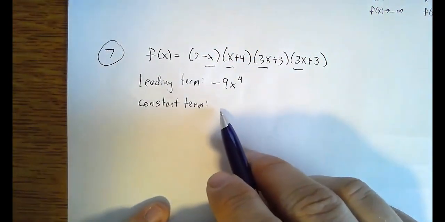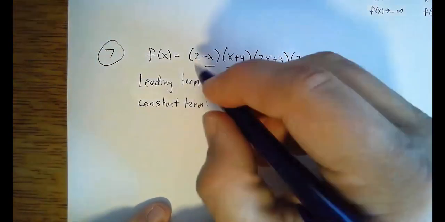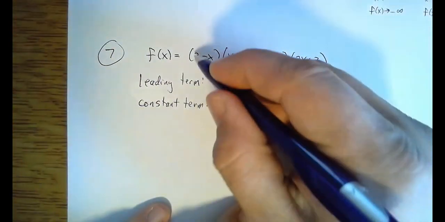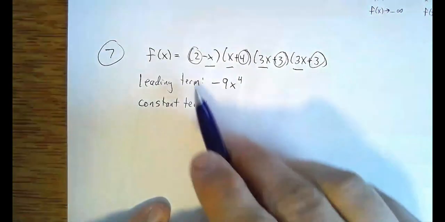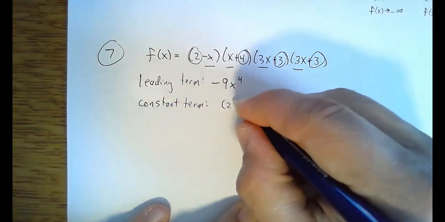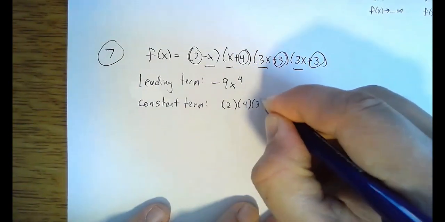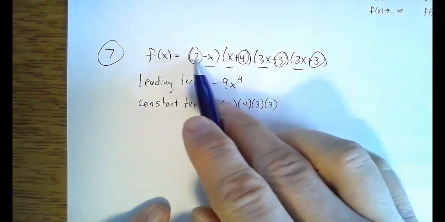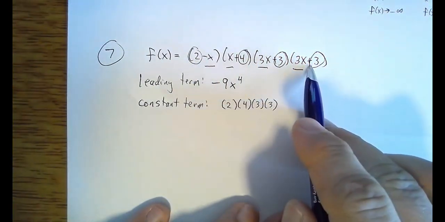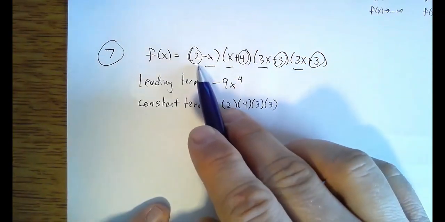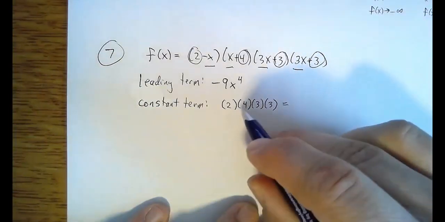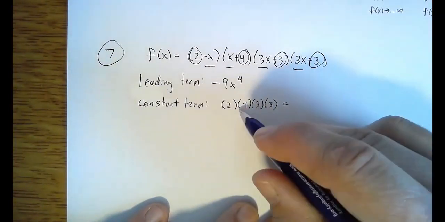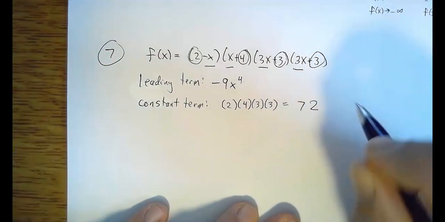Well, we can do the same trick with the constant term. The constant term of this polynomial will occur by multiplying all the constant terms of the four factors together. So the constant term is going to be 2 times 4 times 3 times 3. Now notice that all of the constant terms are positive, so you'd have to include any negatives with the terms. So 2 times 4 is 8, 3 times 3 is 9, 8 times 9 is 72.